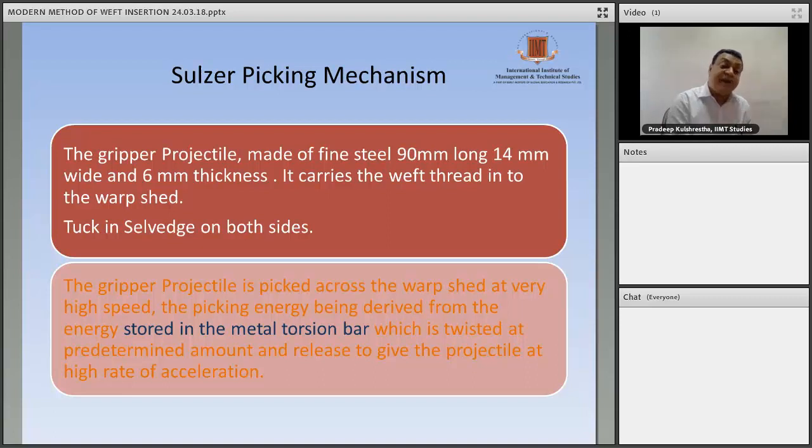Now, as I told you, the projectile's dimension is steel, 90 mm long, 40 mm wide, and 6 mm thick. It carries the weft thread into the shed.